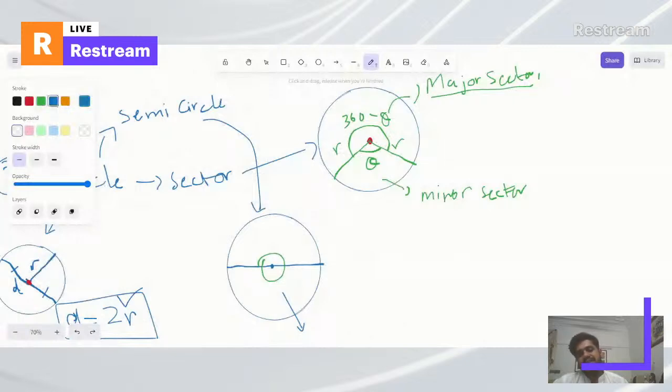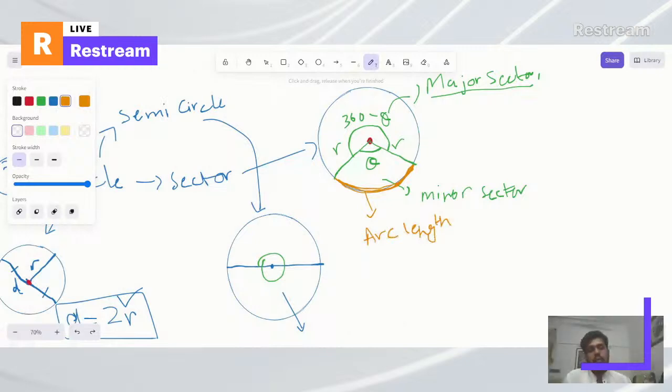Now this length over here has a special name. So what exactly is this length called? It's called arc length. Okay, this length is called arc length. Perfect.